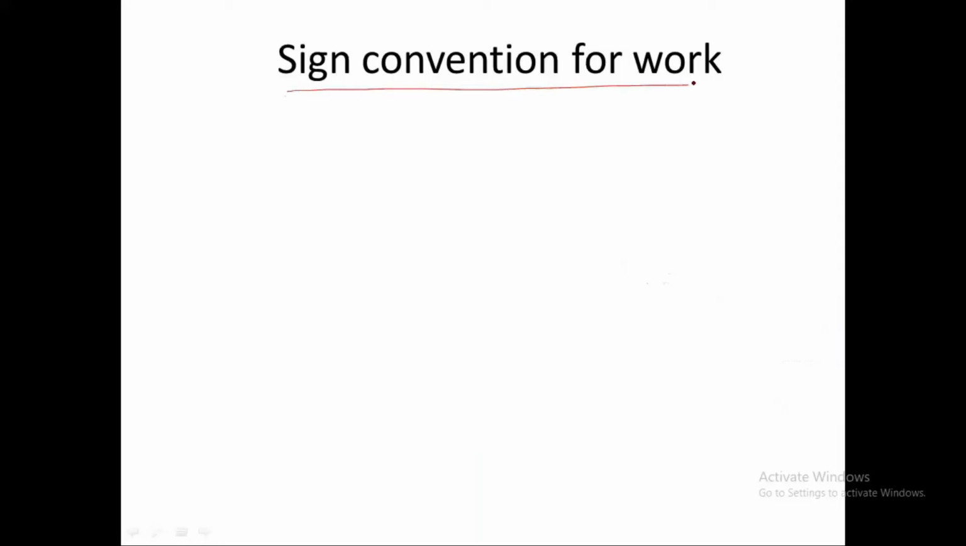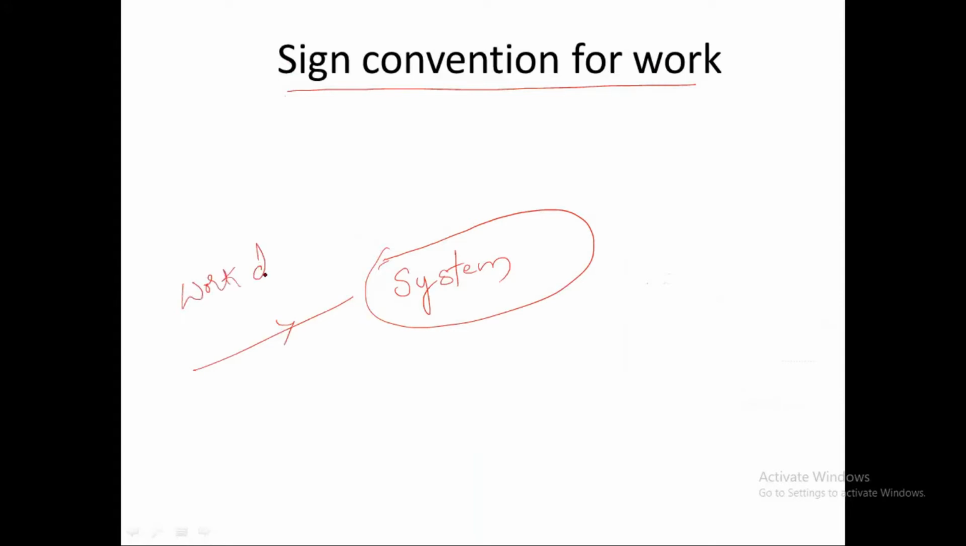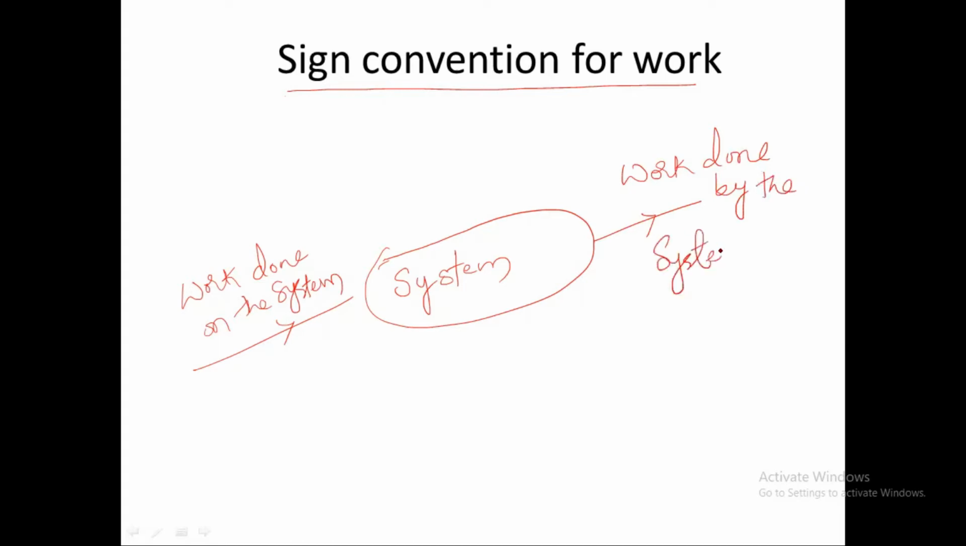Sign convention for work. Consider the system. Work done on the system. Another work transfer is work done by the system. Work done on the system, the sign convention is negative. Work done by the system, the sign convention is positive.